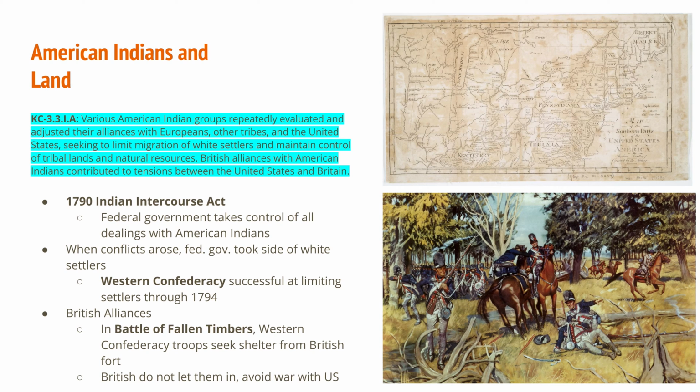Whenever conflict begins to arise with white settlers going into Western lands, the federal government continues to take the side of white settlers. And the Western Confederacy, which we talked about in the last lecture, this alliance of Native American tribes in the northwest of the United States, had been successful at limiting settlers through 1794. And then what changes is the Battle of Fallen Timbers. In the Battle of Fallen Timbers, the British essentially keep the Native Americans who are fighting the United States forces out of their forts. They don't give them shelter in order to try and avoid war with the United States. And so now the Native Americans have no other ally in the region, which is going to lead to the signing of the Treaty of Grenville.